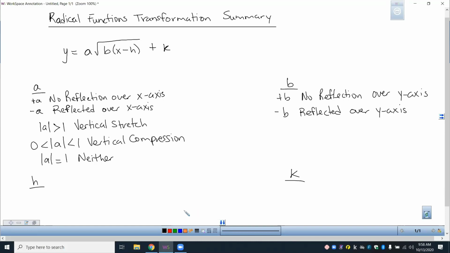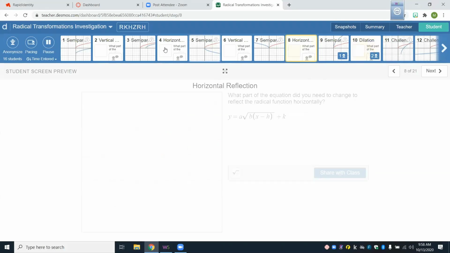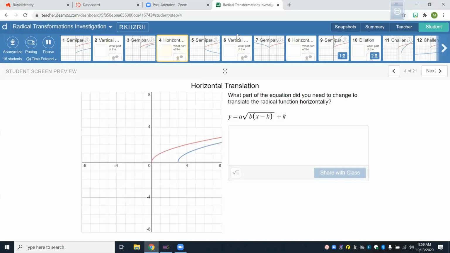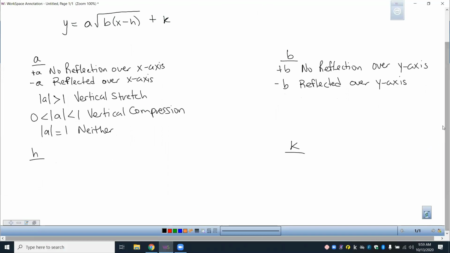I don't remember, did it? I don't think it had you change that B value to anything. Yeah, it didn't have you change that B value to anything. So we'll just leave it as that. All right, and then let's talk about H and K.